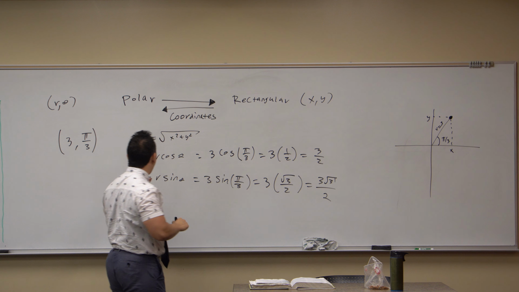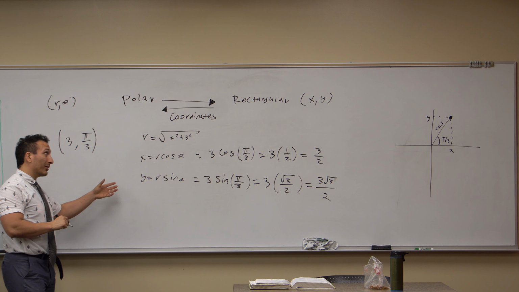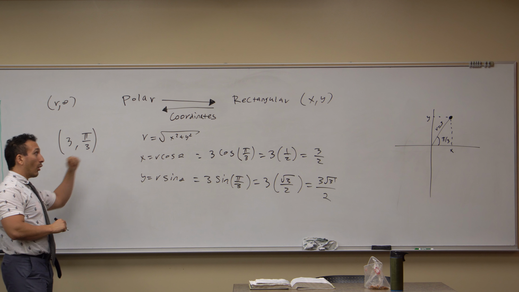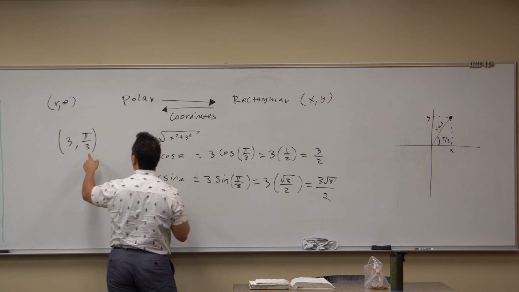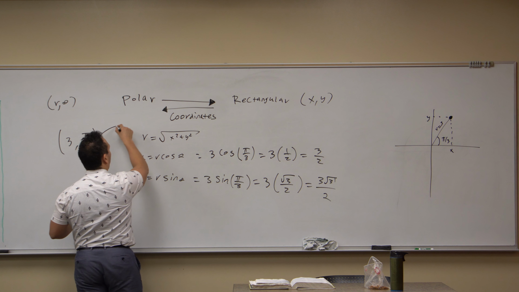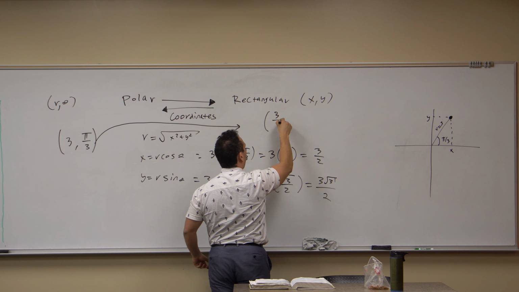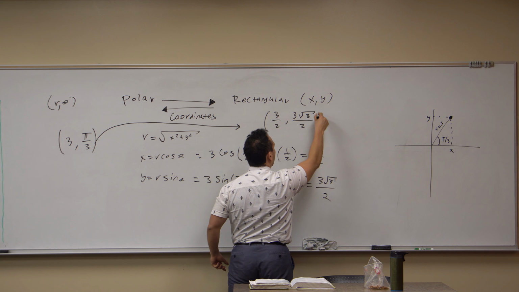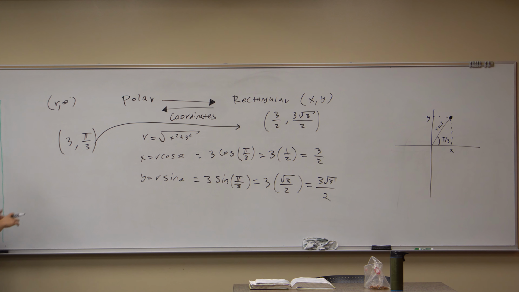Now we know what x and y is. You see that? We found x and y given r and theta. So transforming this from the polar to the rectangular world, it's just 3/2, comma, 3 root 3 all over 2. That's it. Let's do another example.